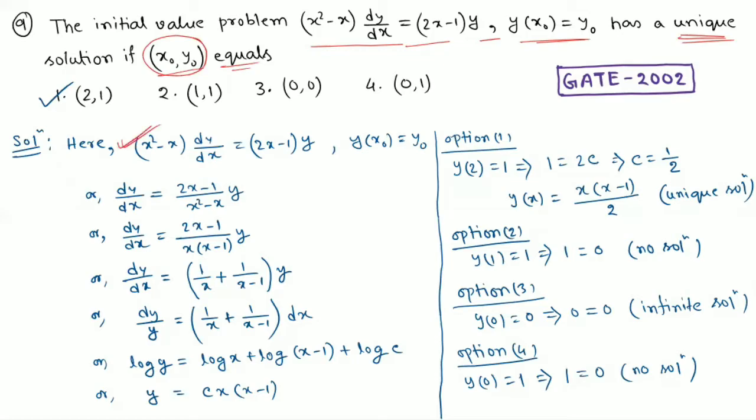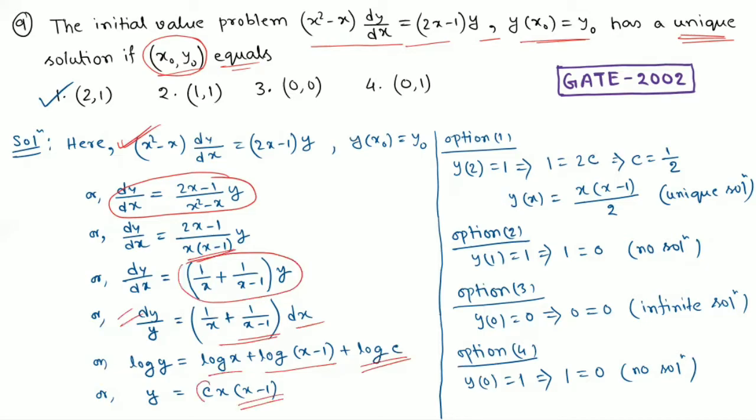We rewrite this differential equation in this form. Now x square minus x equals x into x minus 1. We simplify in this form. Then we get dy by y equals 1 by x plus 1 by x minus 1 dx. Now integrating, we get log y equals log x plus log of x minus 1 plus log c. And removing log, we get y equals cx into x minus 1. C is our integrating constant.